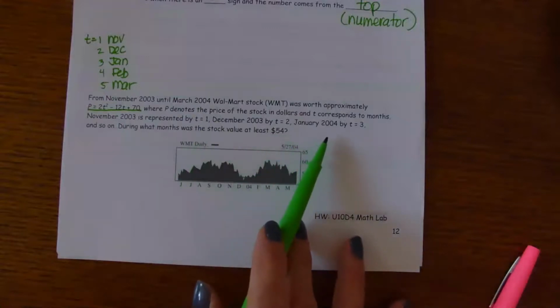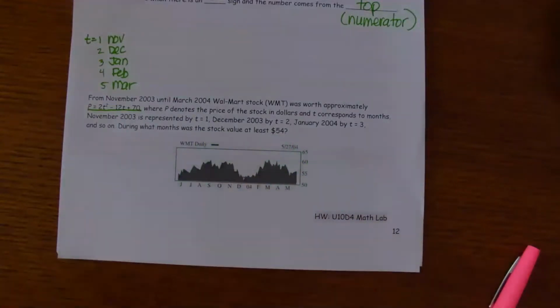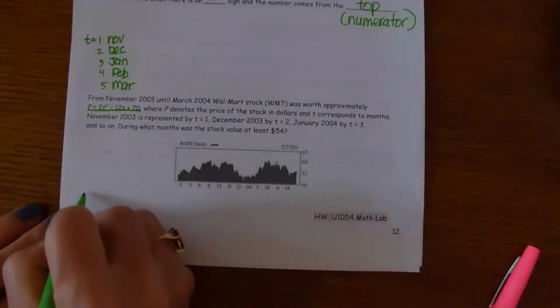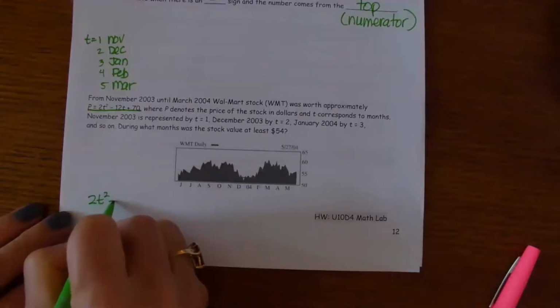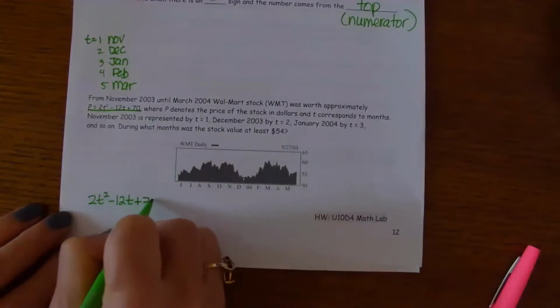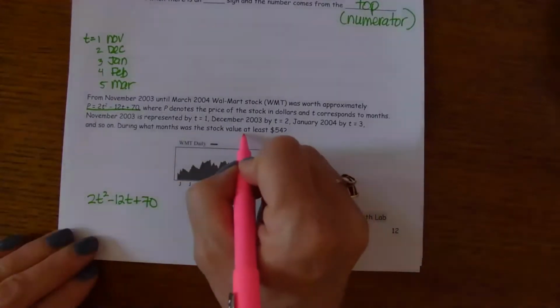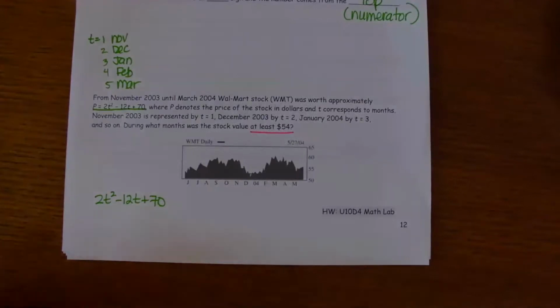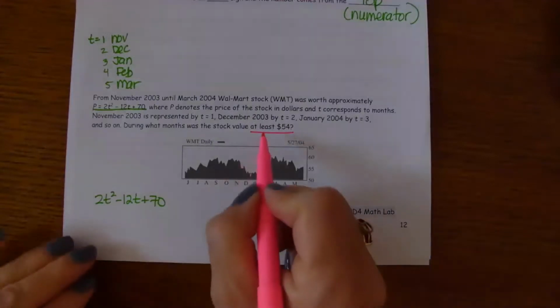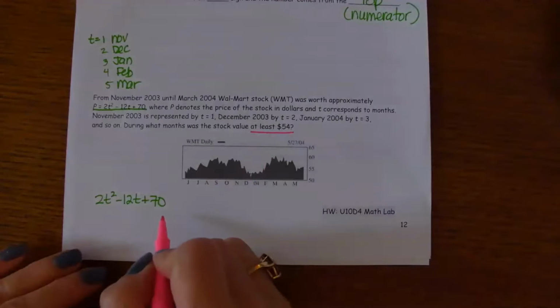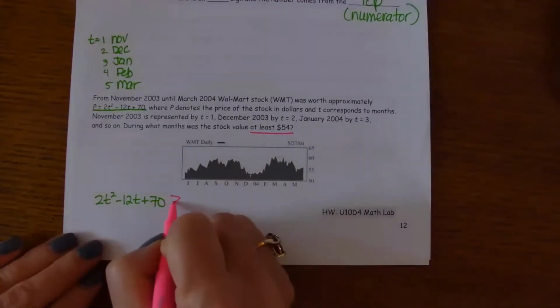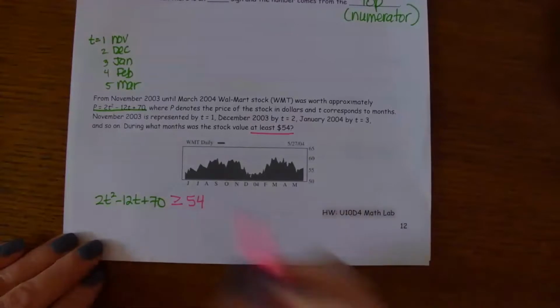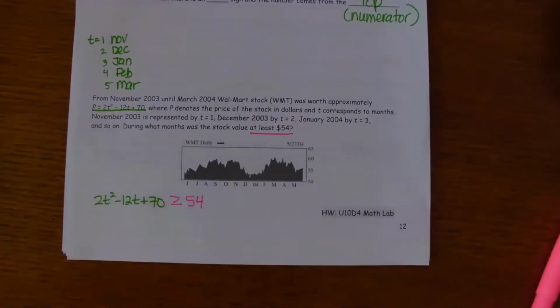December's 2, January's 3. During what months was the stock at least $54? So if this is our equation, and it says at least $54, does that mean equal to 54, less than or equal to 54, or greater than or equal to 54? At least. That means it can be 54, but it could be bigger, right? Can't be less. Right? So make sure you got that set up.